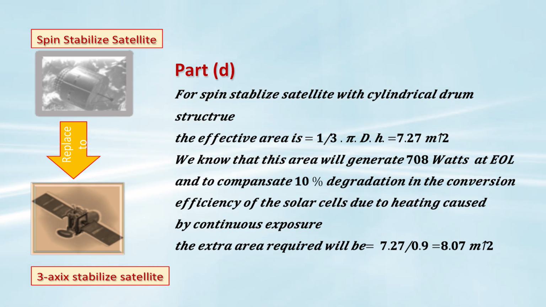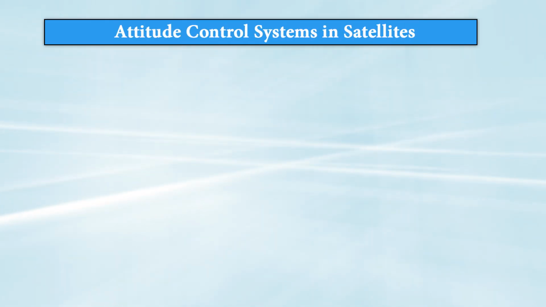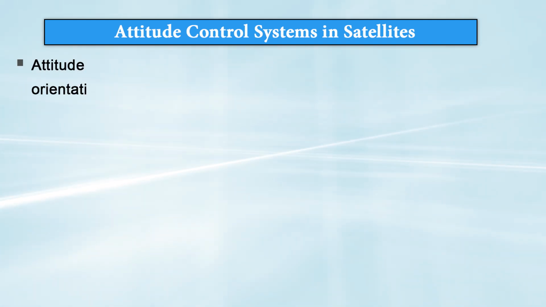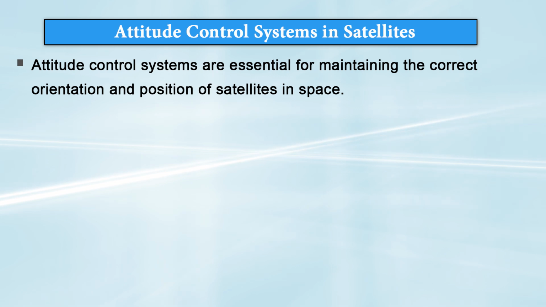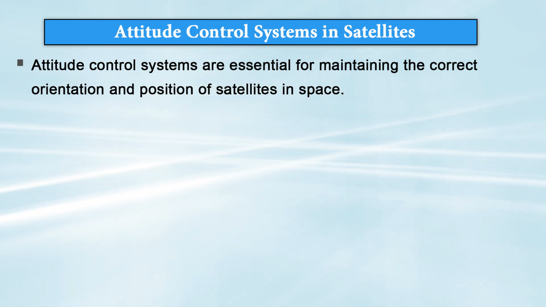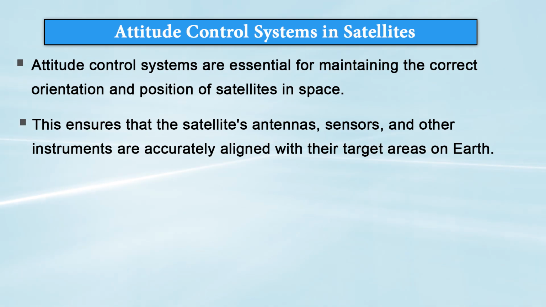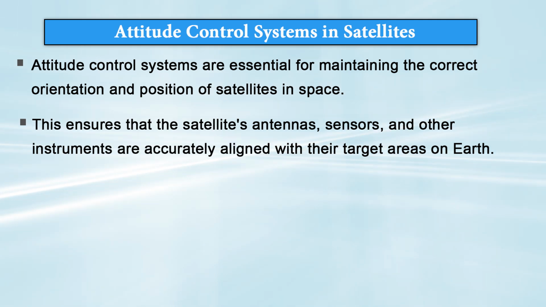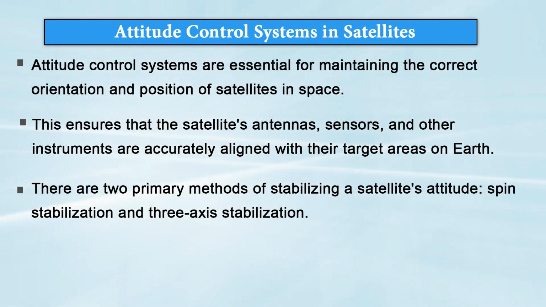So, this problem gives a better insight to understand the power supply subsystem of a satellite communication system architecture. Then another subsystem is attitude control in a satellite. Attitude control systems are essential for maintaining the correct orientation and position of a satellite in space. This ensures that the satellite's antenna, sensors and other instruments are accurately aligned with their target area on Earth. There are two primary methods of stabilizing a satellite's attitude: one is spin stabilization and another is 3-axis stabilization.